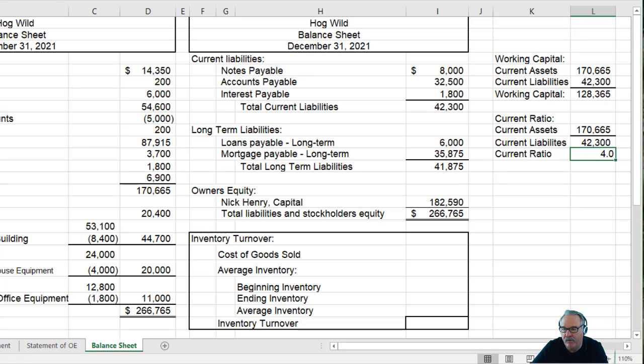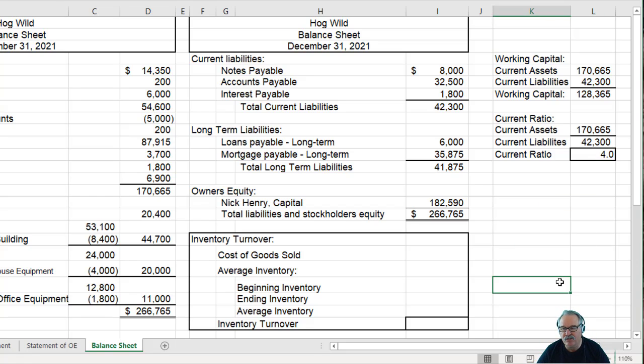A current ratio of 4 is very, very strong. This measures financial strength. Apple Computers has a current ratio of about 1.7. McDonald's, probably a little over 1. A 4 current ratio means that for every dollar of liabilities, they have $4 of assets waiting to pay for those liabilities. Again, it measures financial strength, very, very strong.